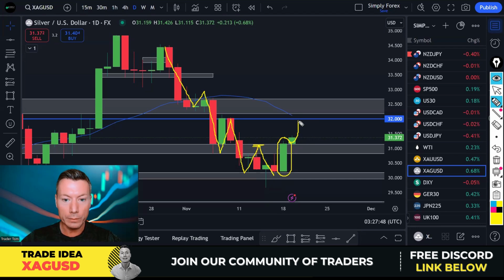And we've got room to move into. I'm just going to take it back to this last high here, this nice psychological level of 32. And the moving average 20 will probably come round to that area as well. All right, so yeah, silver buys is also a trade idea for today.